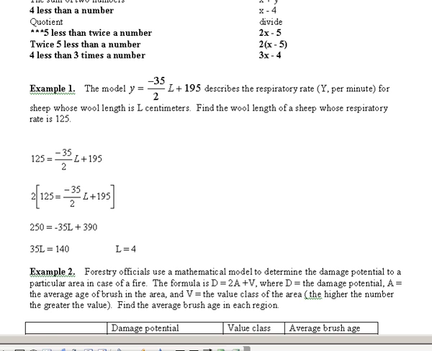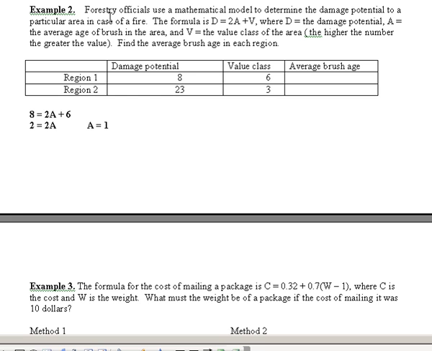Next example here. This example says that forestry officials use a mathematical model to determine the damage potential to a particular area in case of fire. The formula is D equals 2A plus V, where D is the damage potential, A is the average age of the brush in the area, and V equals the value class of the area. The higher the number, the greater the value. So find the average brush age in a certain region.